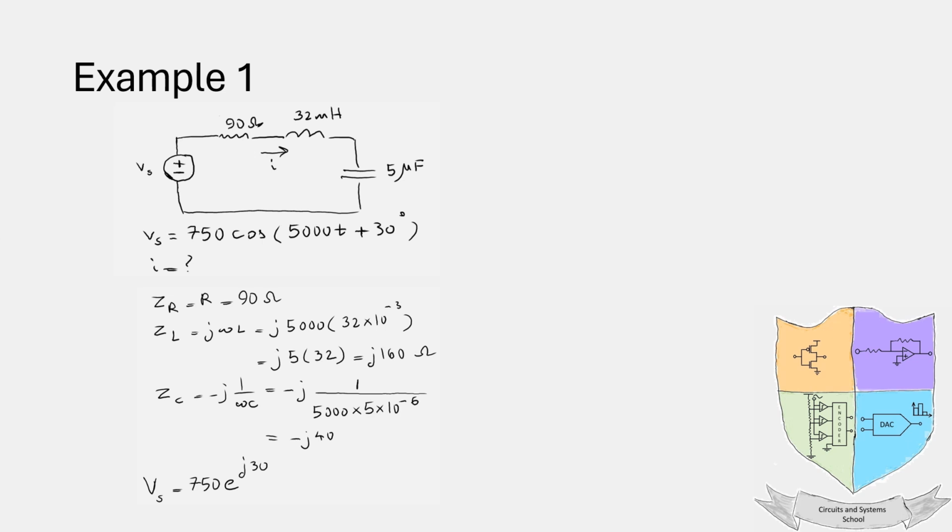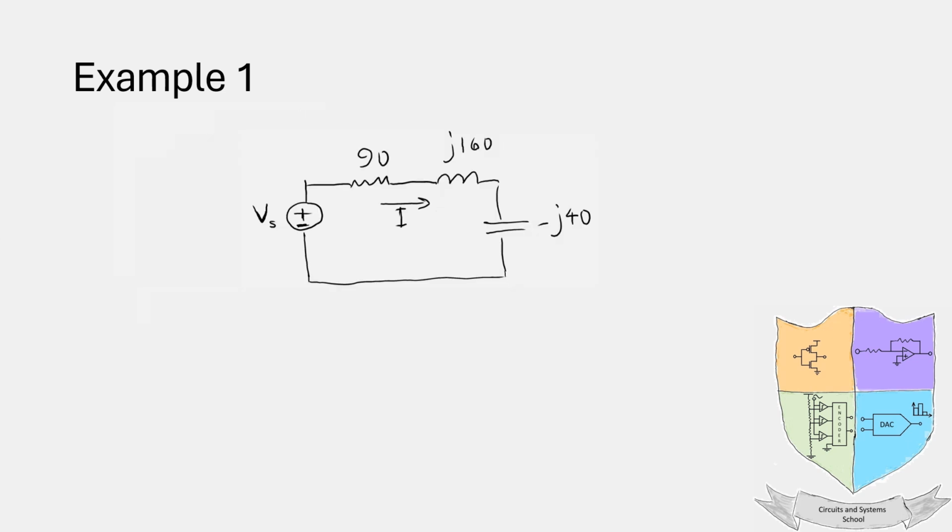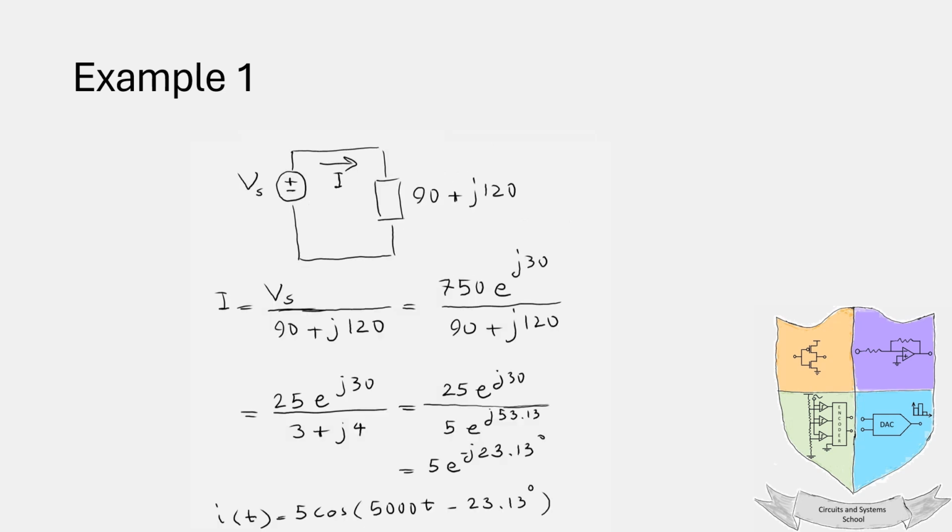The impedance of each passive element is calculated and the voltage source is represented as a phasor. The impedances are then combined into a single equivalent impedance and the phasor current is obtained using V equals Z times I. The time domain representation can be obtained by applying the inverse phasor transform.